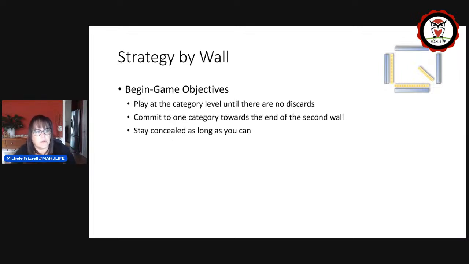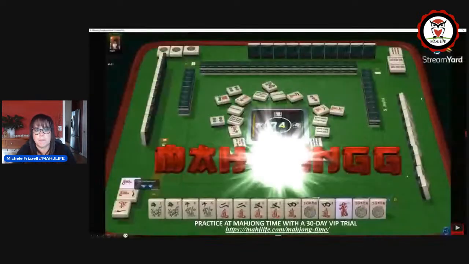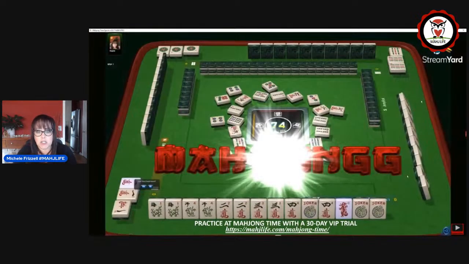While you're in the Charleston, play at the category level for as long as you can. Commit to one category towards the end of the second wall. That would be this short wall right here. Stay concealed as long as you can. Those are the objectives for the begin game. So now we're going to go play Mahjong until we get to the end of the second wall, and we're going to apply all those strategies that we just talked about.